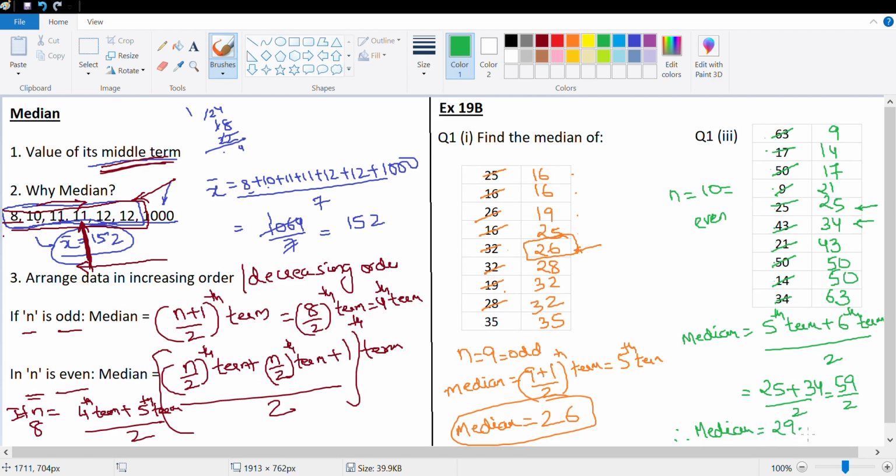29.5. So we calculate, in case n is even, we look at the middle two terms, which is the n by 2th term plus the next term after that. In this case, n by 2 was 5, so the 5th term and the 6th term, and we take the average or the mean of these two terms. Good. Let's look at the next question.